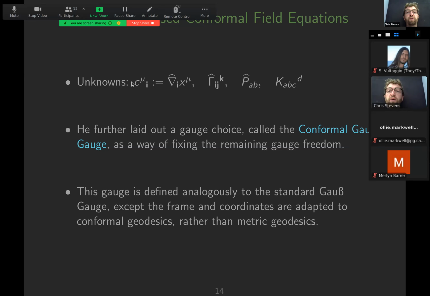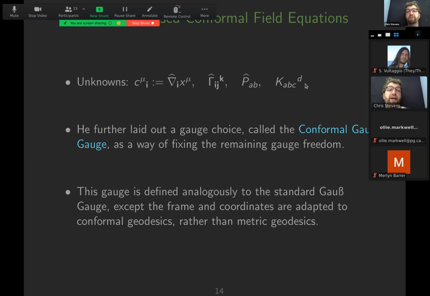So now we've introduced a particular frame which is going to be adapted to these conformal geodesics. So if we have coordinates x, then these are just the frame coefficients. So the bold index here is just a contraction with this orthonormal frame. So we have frame components that are unknowns. We have the connection coefficients coming from the Weyl connection acting on the frame. We have the Schouten tensor with respect to the Weyl connection, and then we have the K as before.